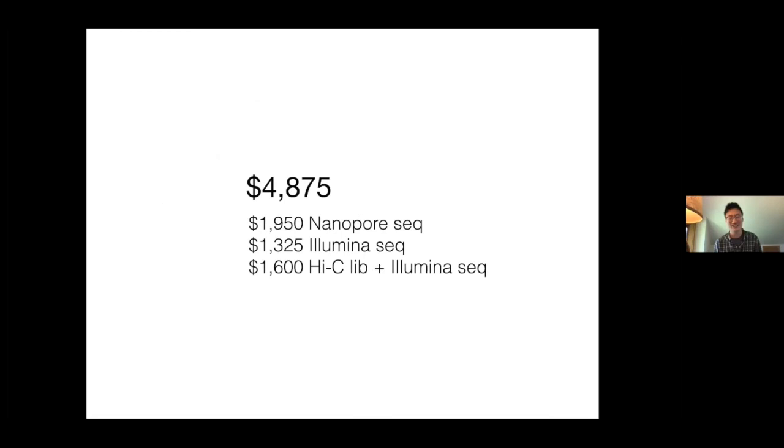And the whole thing costs us not too much. So less than $5,000, not including the personnel time. So nanopore sequencing, 3 flow cells plus library prep, Illumina sequencing, and the Hi-C libraries plus Illumina sequencing. Right, so that's a real life example. And that's actually the end of my presentation. So if you have any questions?